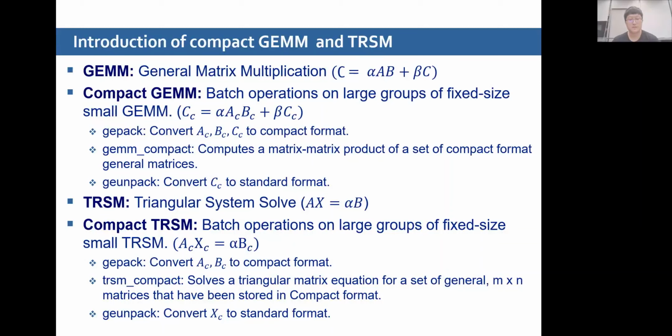GEMM and TRSM are two of the most widely used linear algebra subroutines in scientific computing. Compact GEMM and compact TRSM mean the batch processing for large groups of small-size matrices. Our interface divides this process into 3 steps. Firstly, converting the matrices A, B, and C into compact format. Secondly, the computation function will use this format in order to make full use of SIMD registers. And finally, converting compact format into a standard format.